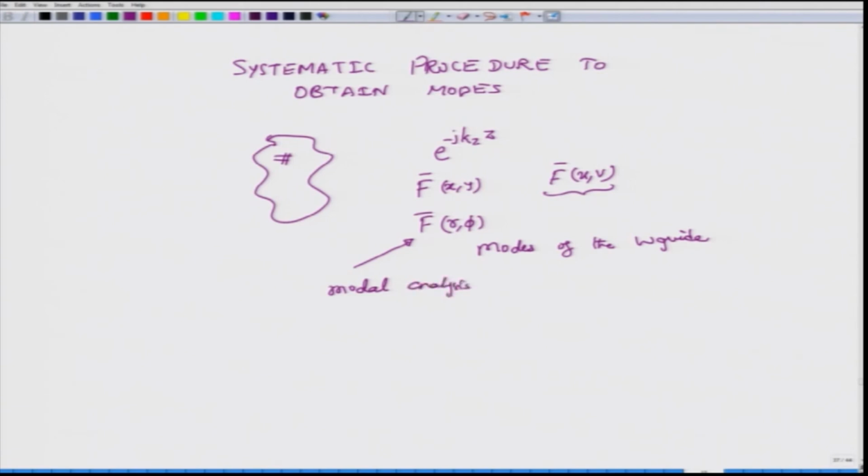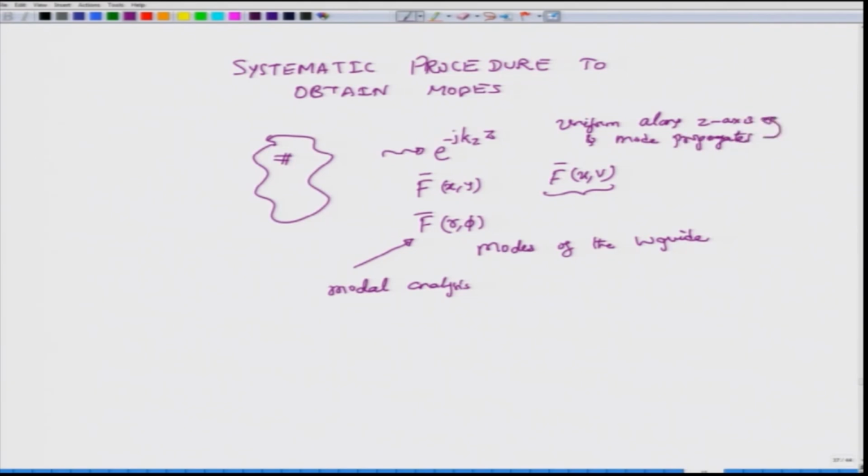Did you understand why we removed the z axis from our discussion, or rather assumed the z dependence to be in the form of e power minus j k z z? Because we have assumed the waveguide to be uniform along the z axis and the mode propagating along the z axis.